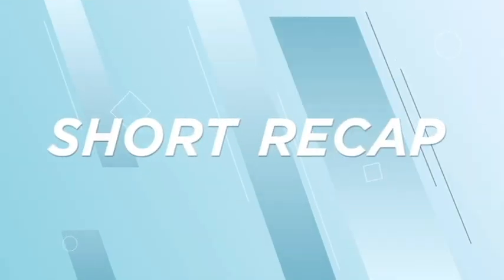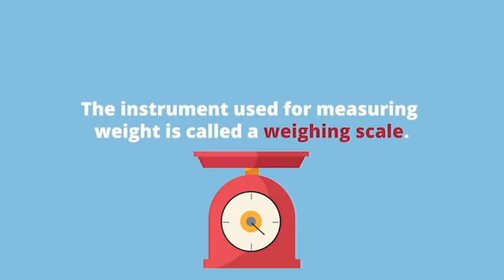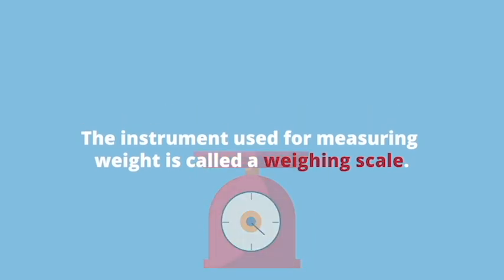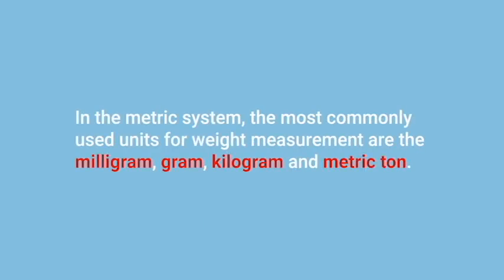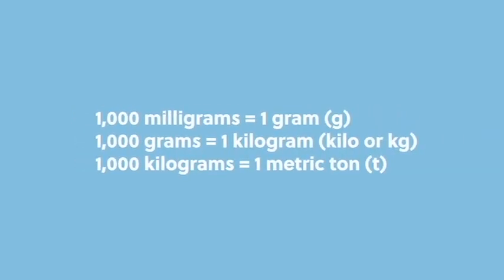Let us remember, the instrument used for measuring weight is called a weighing scale. In the metric system, the most commonly used units for weight measurements are milligram, gram, kilogram, and metric ton. 1,000 milligrams is equal to 1 gram. 1,000 grams equals 1 kilogram. 1,000 kilograms is equal to 1 metric ton.